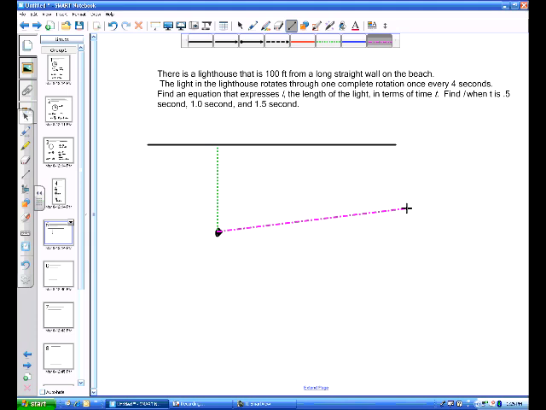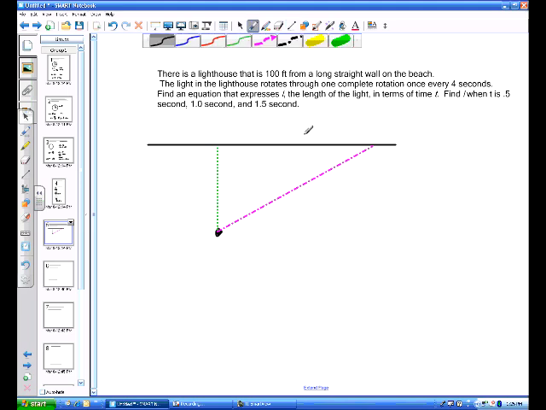And we know that eventually it's going to travel all the way around. It usually shines out both sides, so it would start there, come around and be shining over here, and then we're going to be going back again. So we want to know what the length of this light is after specific amounts of time, and we're going to call this L. Now we know that the distance at this point was 100 because the problem told us it was 100 feet from the beach.